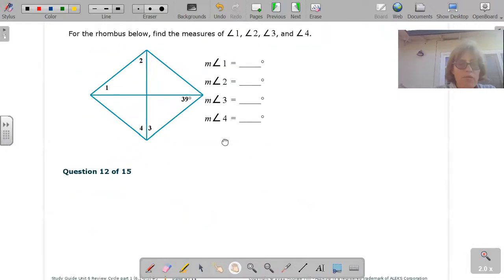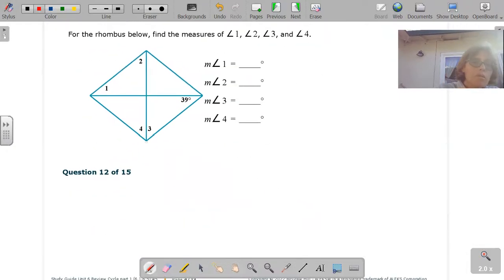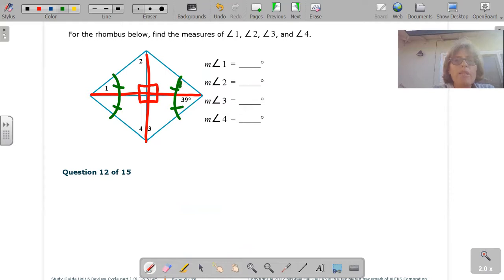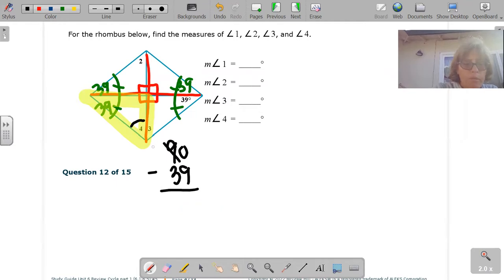It says below it's a rhombus. Find the measure of the angles. Trace the diagonals. The diagonals meet at right angles. That's important. The diagonals also bisect all the corners. So if that's 39, this is 39, this is 39, this is 39. And then you have yourself a right triangle, which means something like angle 4 is going to simply be 90 minus 39. And it's 51, 51, 51, 51.